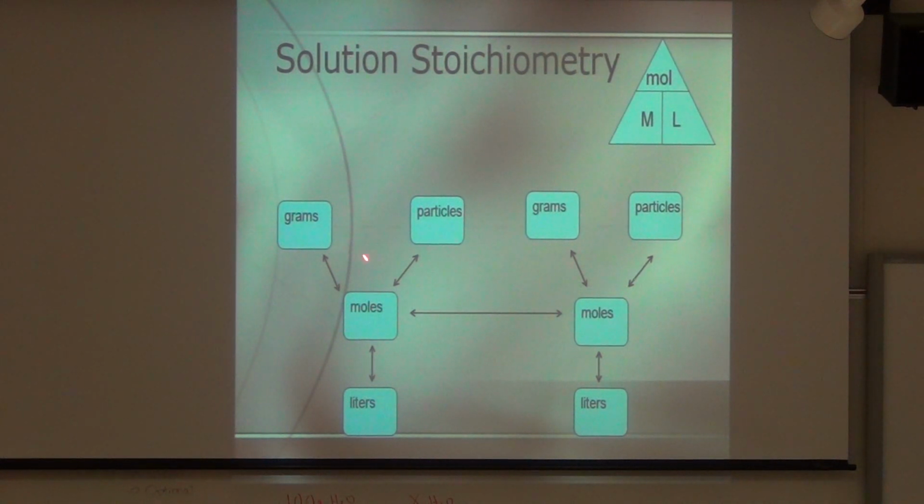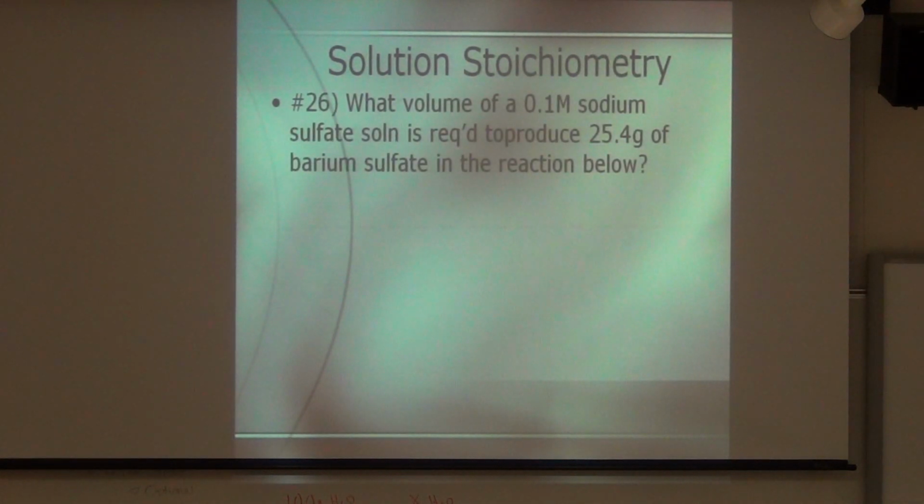This guy should look familiar. For our stoichiometry problems, all we're doing is a combination of our little roadmap that we've been using for the last 3 or 4 months, maybe 5 or 6 months, and our molarity triangle. So problem number 26, we're looking for the volume of a 0.1 molar sodium sulfate solution that's required to produce 25.4 grams of barium sulfate in the reaction that's shown on your sheet.